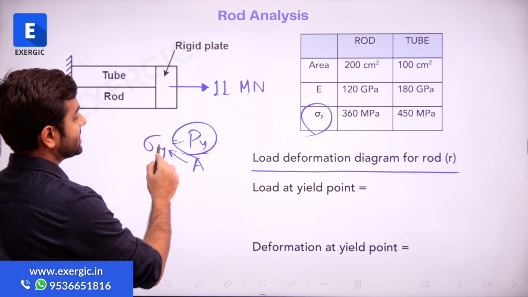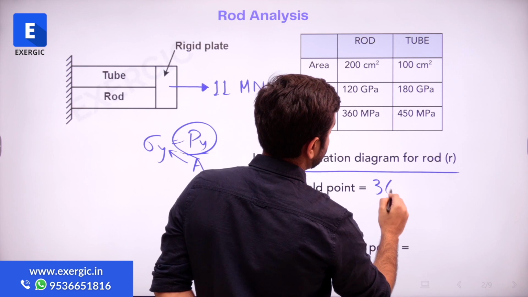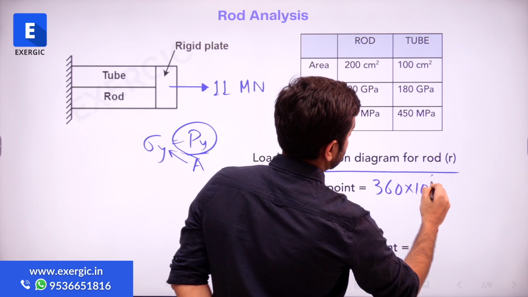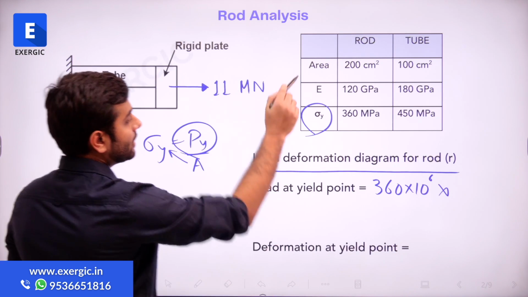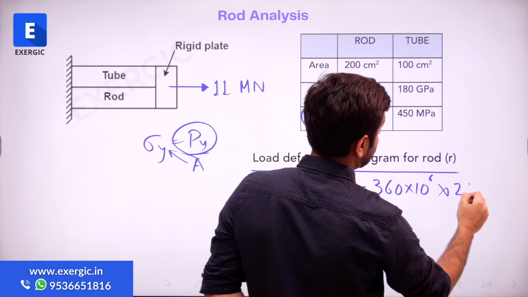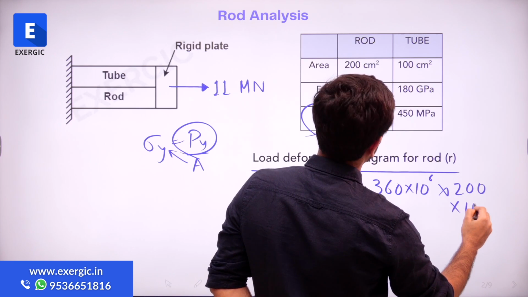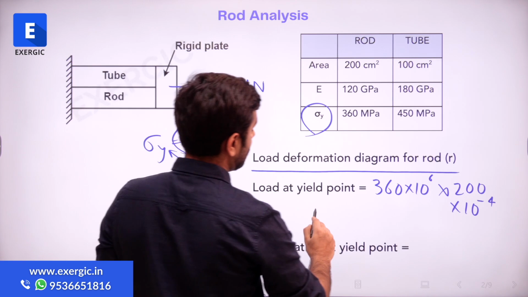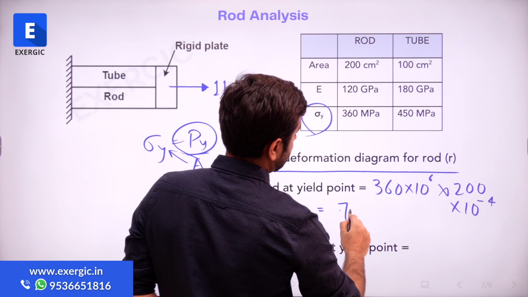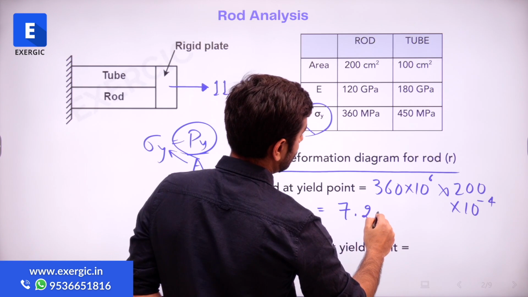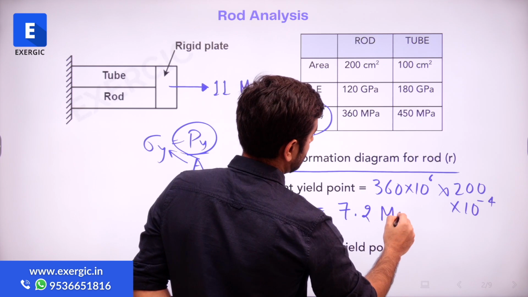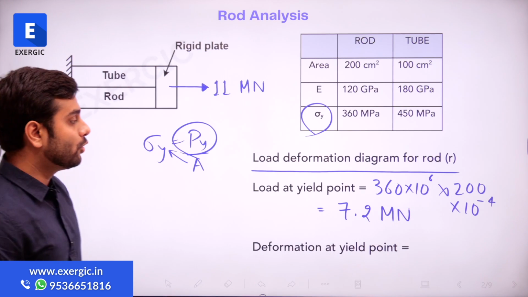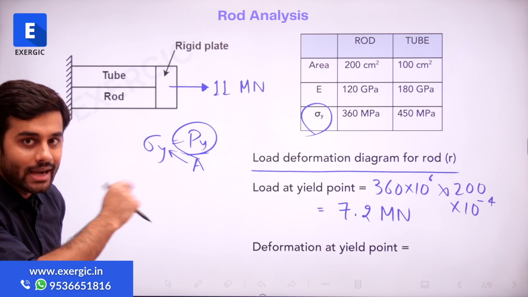Okay, so it will be sigma y, which is 360 megapascal, multiplied by how much is the area? 200 centimeters square. So be careful about the units. I am converting this into meter square, right? So if you solve it, you are going to get 7.2 mega Newton. 7.2 mega Newton will be the load at yield point.